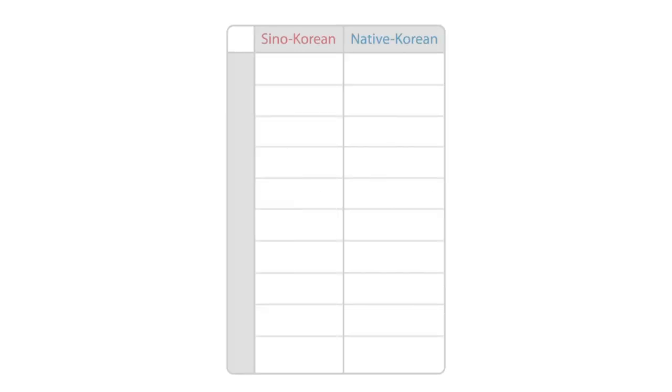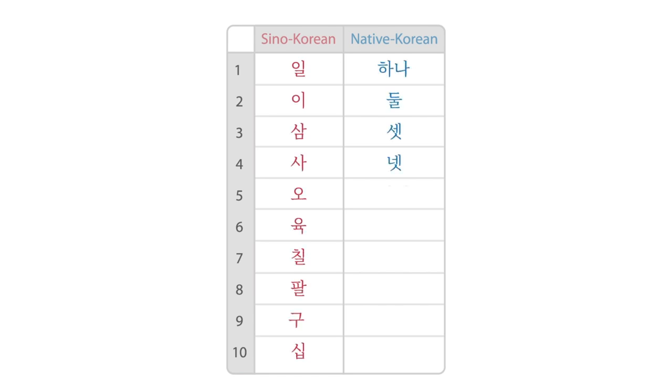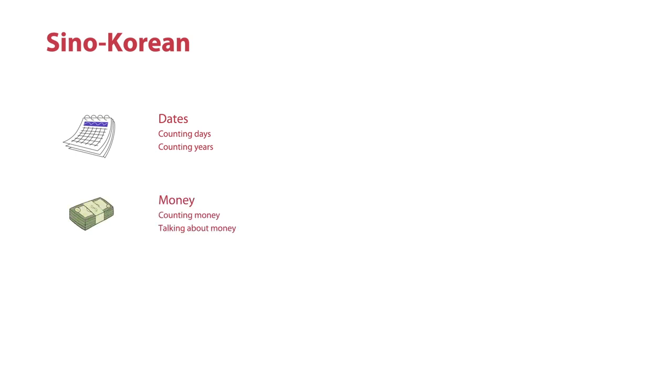Numbers. The Korean language uses two regularly used numerals, Sino-Korean, that is based on Chinese numerals, and the native Korean numbers. We will briefly talk about both systems and how they are used. The Sino-Korean is used when you talk about dates, when you're counting days, counting years, counting money, or talking about money, and also phone numbers.